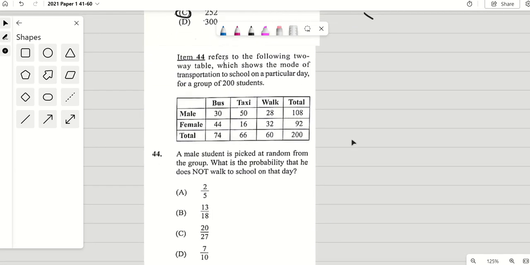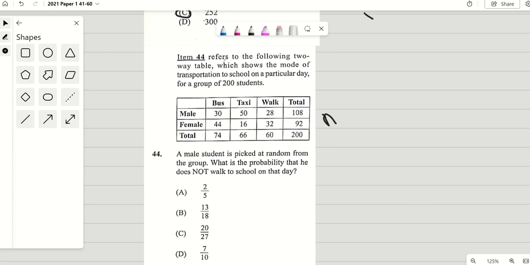Right, number 44. Item 44 refers to the following two-way table, which shows the mode of transportation to school on a particular day for a group of 200 students. A male student is picked at random from the group. What is the probability that he does not walk to school on that day? So they're talking about male students, so we will not be looking at female or total. We will only be looking at male.